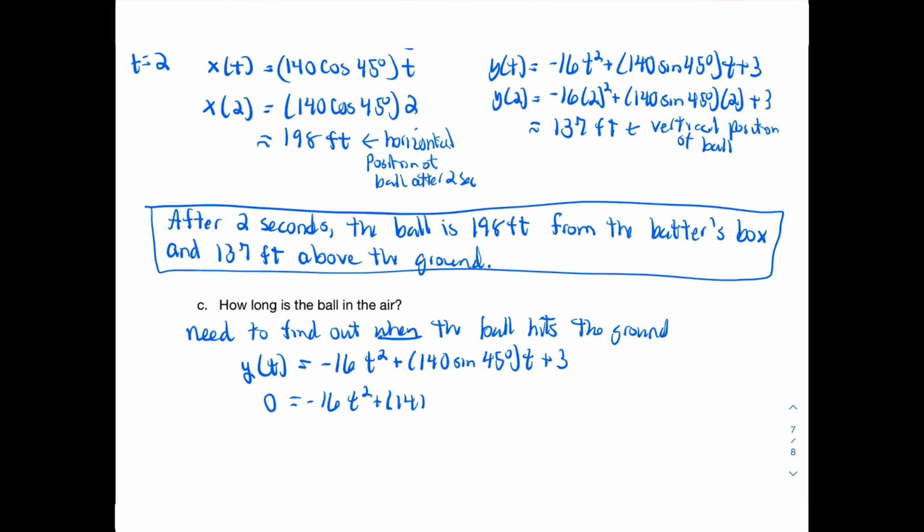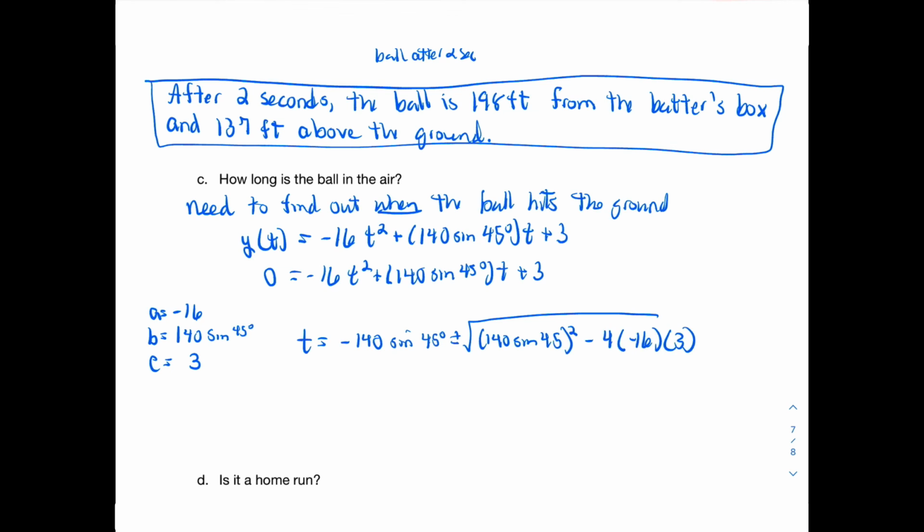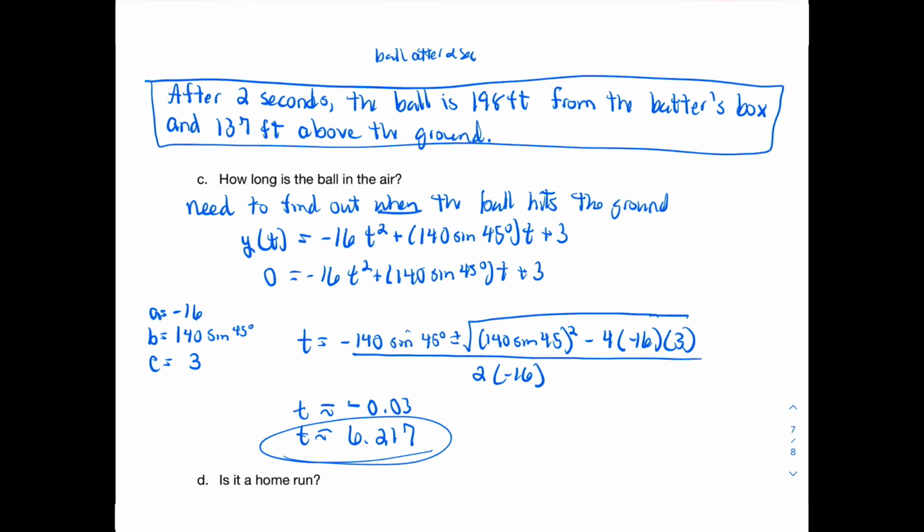So I'm going to solve this equation for t. It's a messy equation, but it's simply a quadratic equation, because notice I got a t squared, a t, and a constant term. So I'm going to solve this with the quadratic formula. With a little help from my calculator, I figured out that at t equals negative 0.03 seconds and at t equals 6.217 seconds, we have a y value of 0.